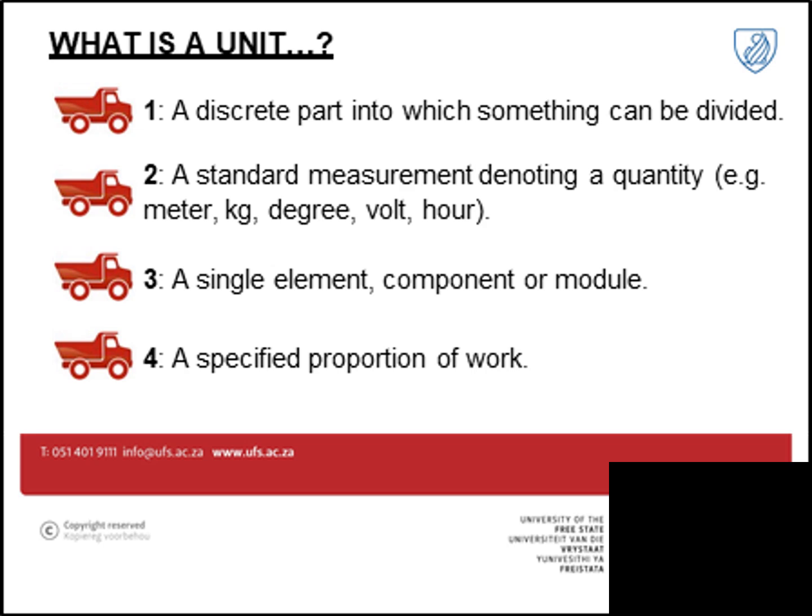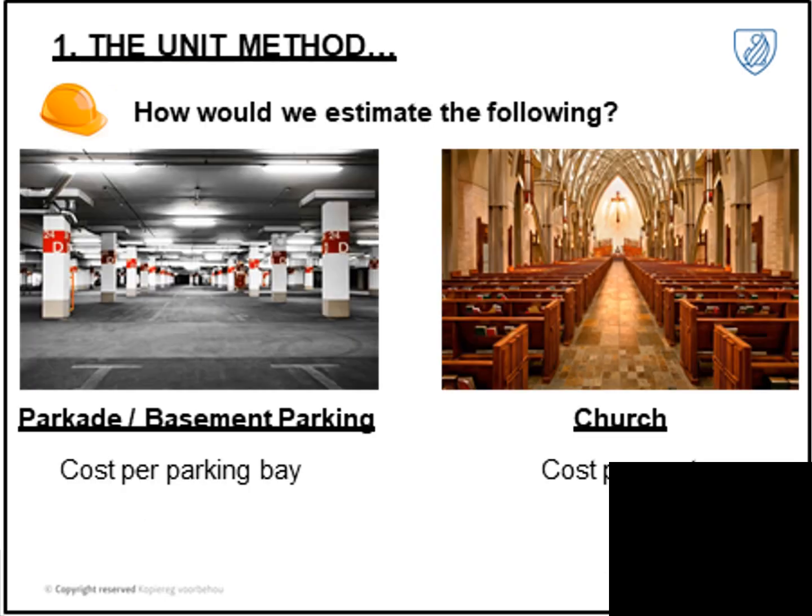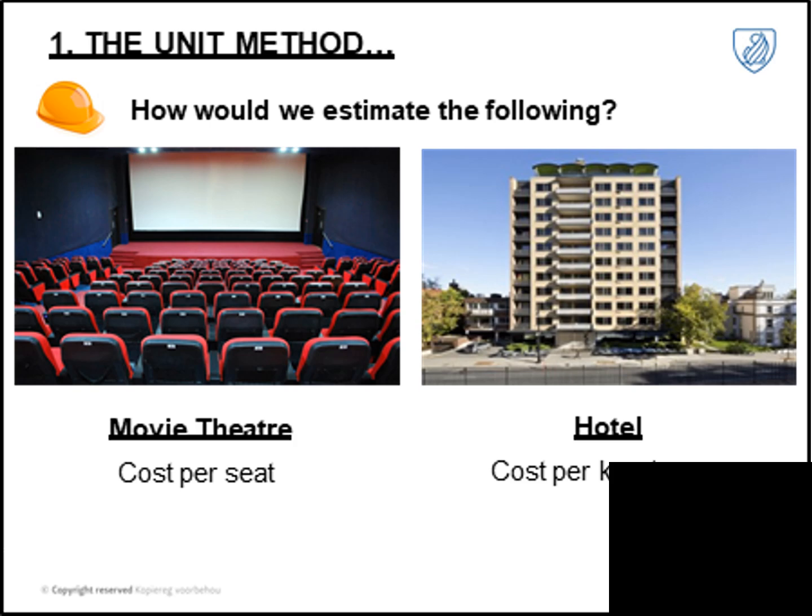Okay, so pardon everyone, I think I've recorded over the wrong slides, but in this slide, one just looks at what is a unit? It's a discrete portion into which something can be divided. A standard measurement denoting a quantity, e.g. meters, kilograms, degrees, volts or hours. But a single element or component is used for your unit method. So it usually includes many of these items for your quantities, and it's specified. A specified portion is included in this unit that you use. Some examples that one can have a look at are arcades, churches, etc. that I've mentioned before. You will see movie theaters are also an example, and hotels.